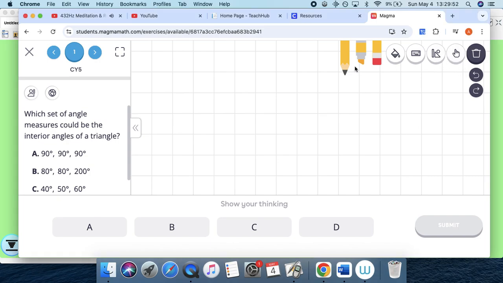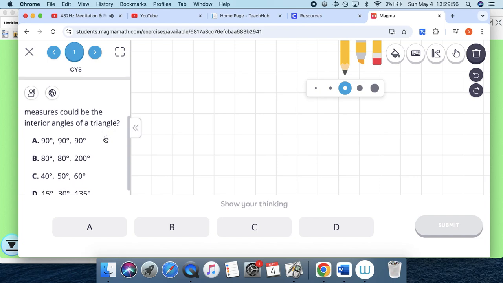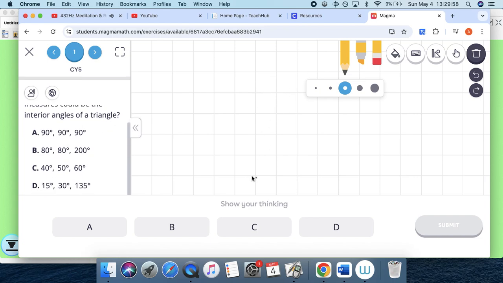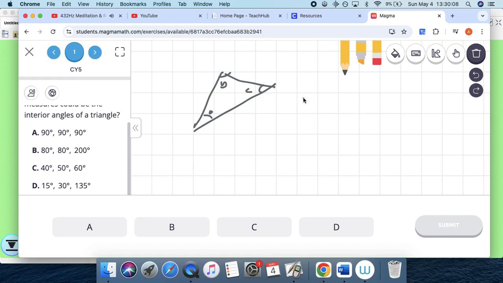Question: which set of angle measures could be the interior angles of a triangle? Remember that in any triangle, the sum of the angles, angle A, angle B, and angle C, will always be equal to 180. So all you have to do is look for the one that adds up to 180. Obviously, the first one is not, because that's 270.